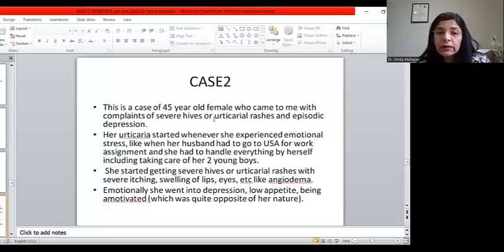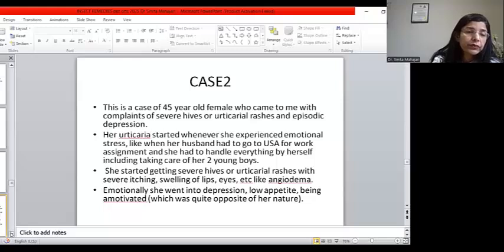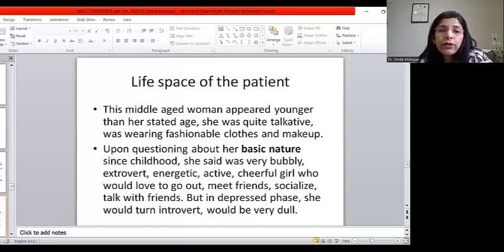She started getting severe hives and urticarial rashes with severe itching, like angioedema. And emotionally, she also had episodes of depression on and off, where in the depressive phase she would have low appetite. She would feel unmotivated. She would feel lethargic, and this was not her nature. This was not her basic nature. So this was the life space of the patient.